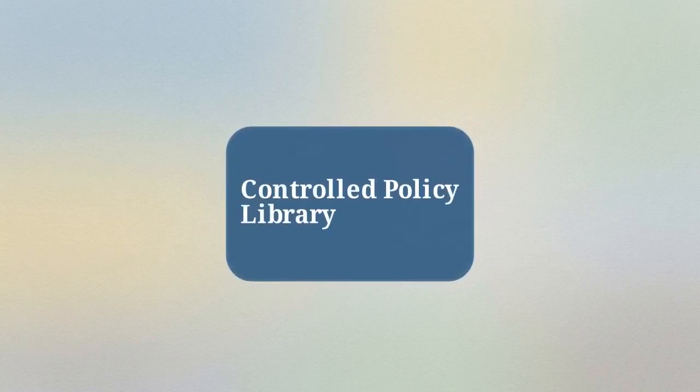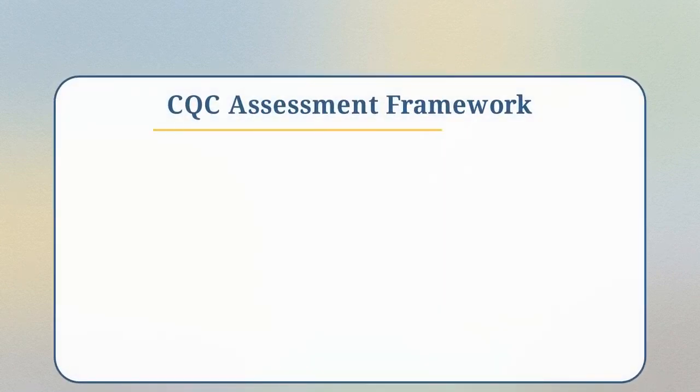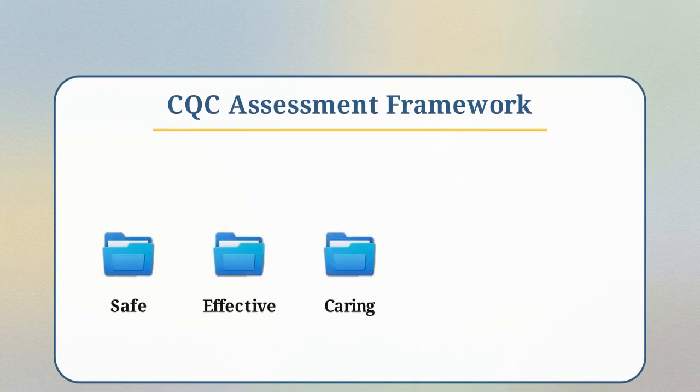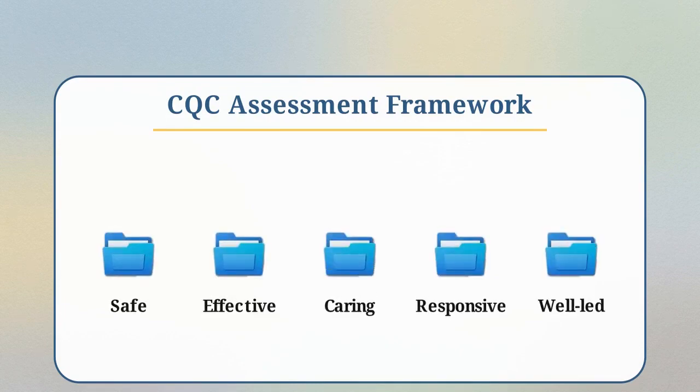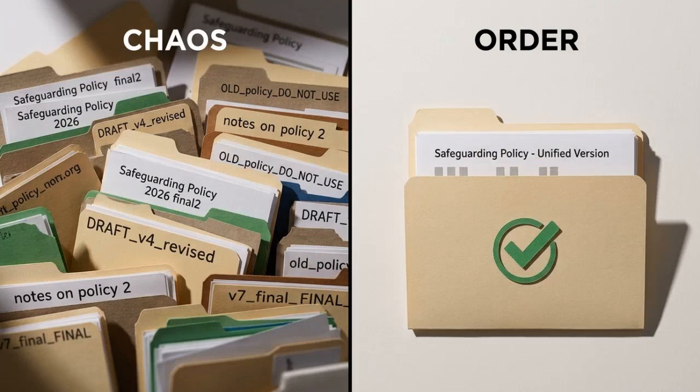This acts as the single central hub for all approved materials. We structure this library directly against the CQC's 5 key questions. You create dedicated folders labeled safe, effective, caring, responsive, and well-led. Compare the messy local drive on the left, full of confusing titles like Safeguarding Policy 2026 Final 2, with the clean SharePoint library on the right.